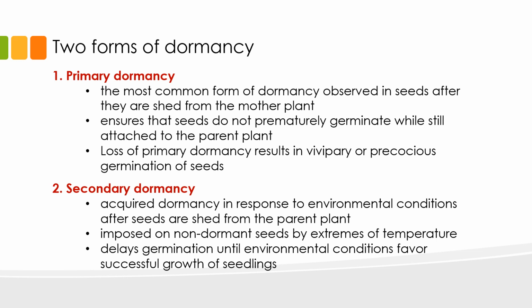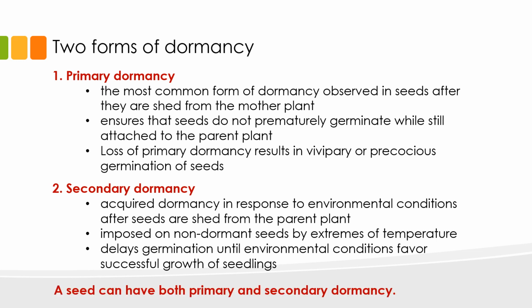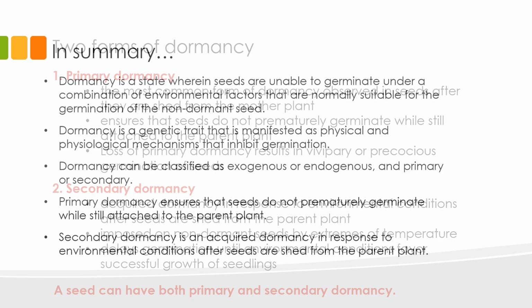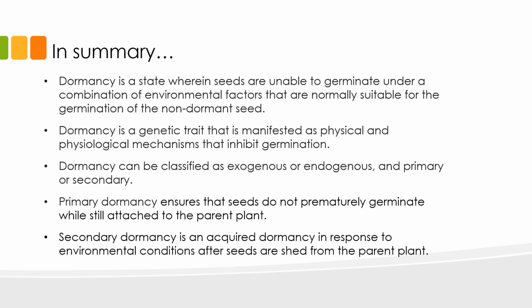The secondary dormancy will allow delays in germination until environmental conditions become favorable for the successful growth of seedlings. A seed can have both primary and secondary dormancy. In summary, dormancy is a state wherein seeds are unable to germinate even under a combination of environmental factors that are normally suitable for seed germination. It is a genetic trait that manifests as physical and physiological mechanisms that inhibit germination.